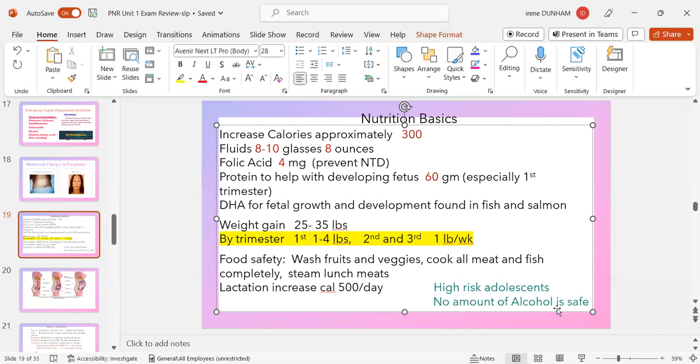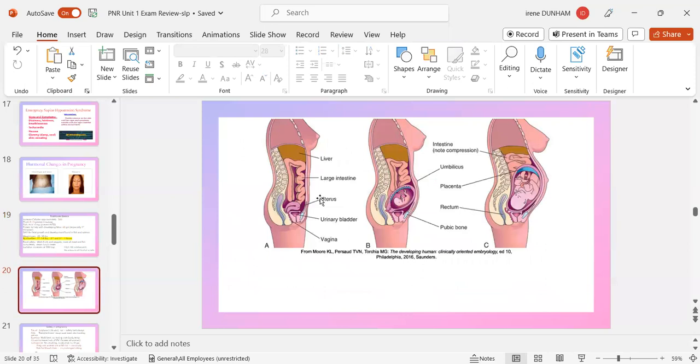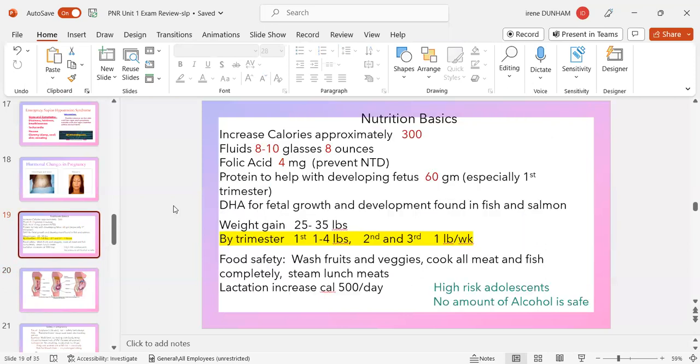Then we have our adolescents, and remember, no amount of alcohol is safe, because you don't want to put any alcohol in your body. It goes right through the placenta to the baby, and the baby can get fetal alcohol syndrome. That's never good. So everybody good on nutrition? Yes. All right, what is pica?